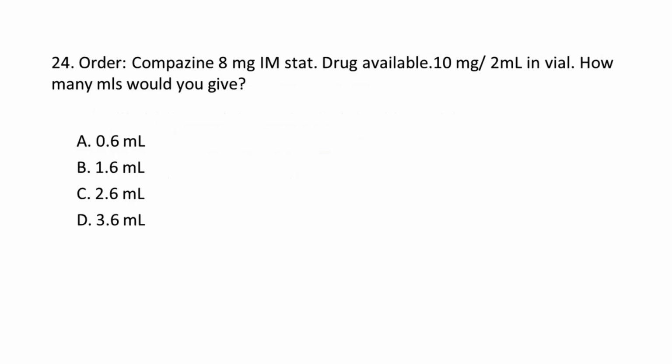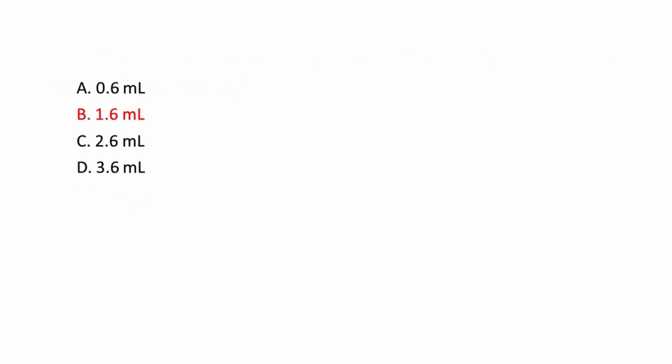24. Order: Compazine 8 mg IM stat. Drug available 0.10 mg/2 ml in vial. How many ml would you give? A. 0.6 milliliters. B. 1.6 milliliters. C. 2.6 milliliters. D. 3.6 milliliters. The answer is B. 1.6 milliliters.